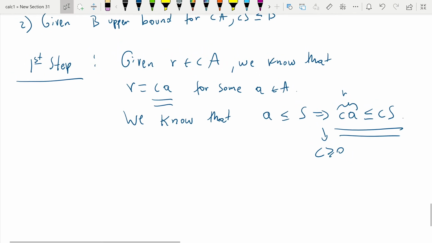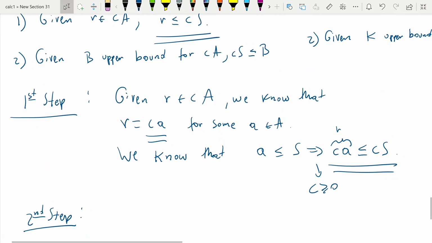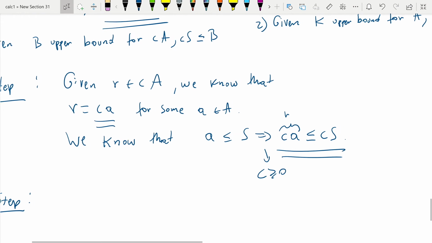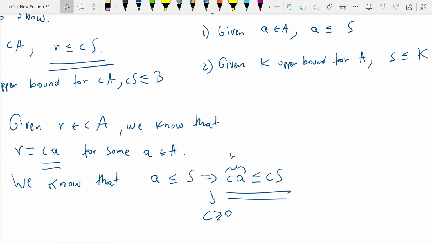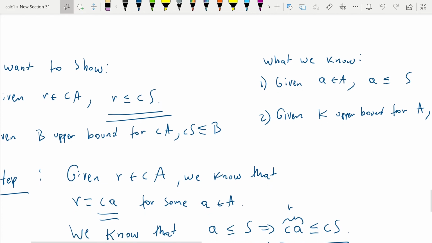So what about the second step? The second step is showing 2. Given B, which is an upper bound for CA, we want to show that CS is less than or equal to B, and we will need to use the statement 2 that we know. Okay, so let's give it a try. Just like we used statement 1 here, we're going to use statement 2, what we know.